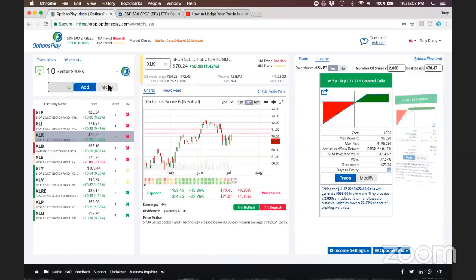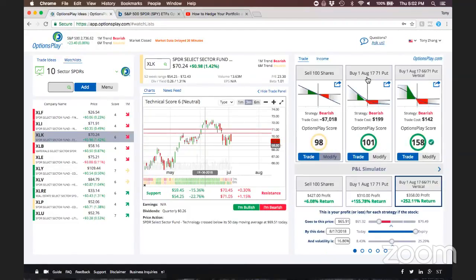Elizabeth's asking, on this tool, it shows a percentage of volatility. Can you please talk about volatility and how to use it? Sure, absolutely. So that's a little bit more advanced topic, but I'm happy to cover this.